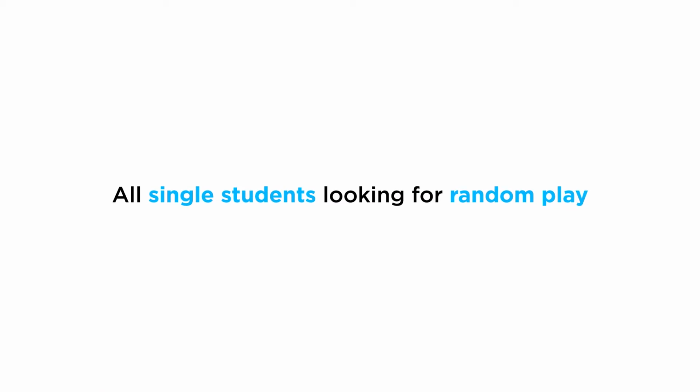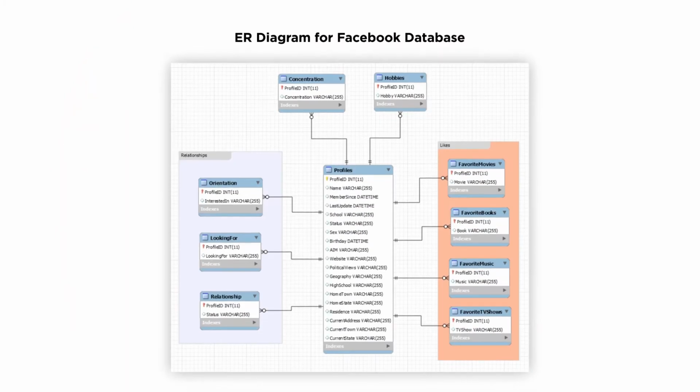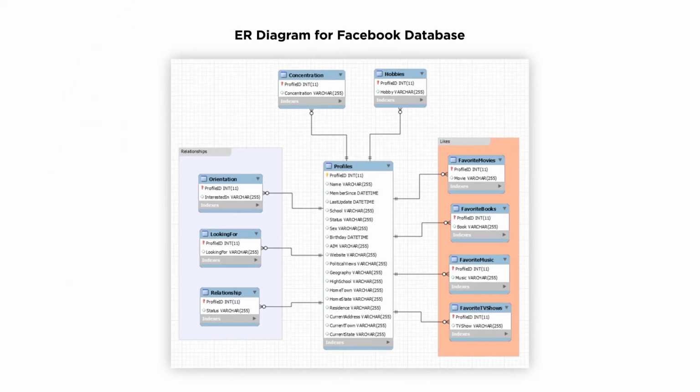Let's do one more query. We want to list all the single students who are looking for random play. Let's see first which tables we need for this query. When we're looking for single students, we use the tables relationship and profiles. Now we need to find where the looking for information is stored to find people who are looking for random play. If you check the entity relationship diagram, you will see that we have the looking for table.